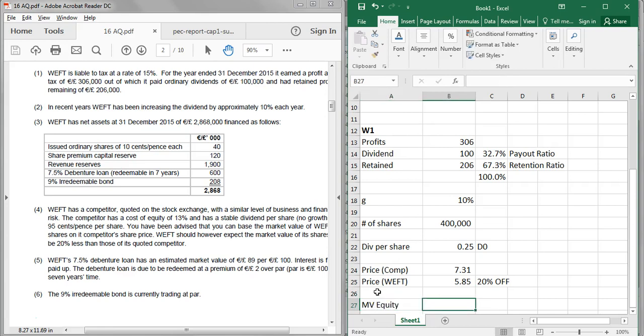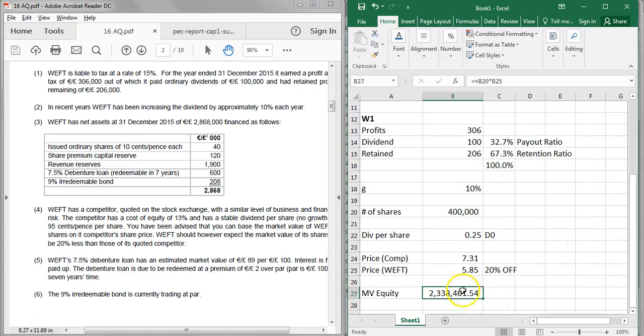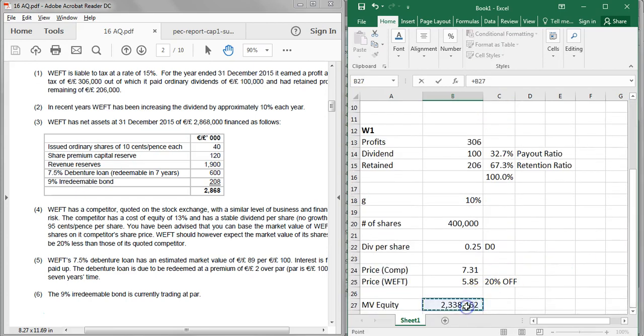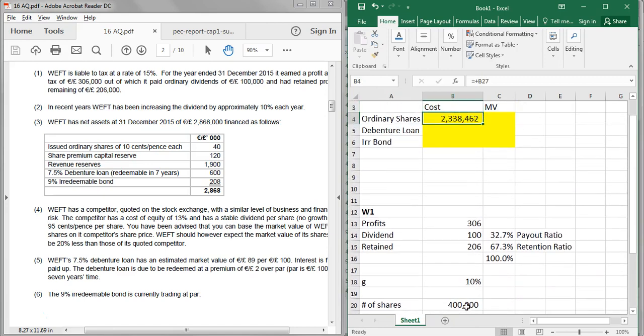the market value of the ordinary shares is the number of shares, 400,000, times 5.85. So that was tricky, you had to watch and remember how to use the dividend discount model, and we're going to use that to get the share price of WEF. So it's 2.338 million. Now you might round if you want, I'm just going to leave it whole. So slightly different from the solution, but that's fine depending on rounding. So we're just going to say the market value there is essentially 2.34 million. So that should be in the cost.